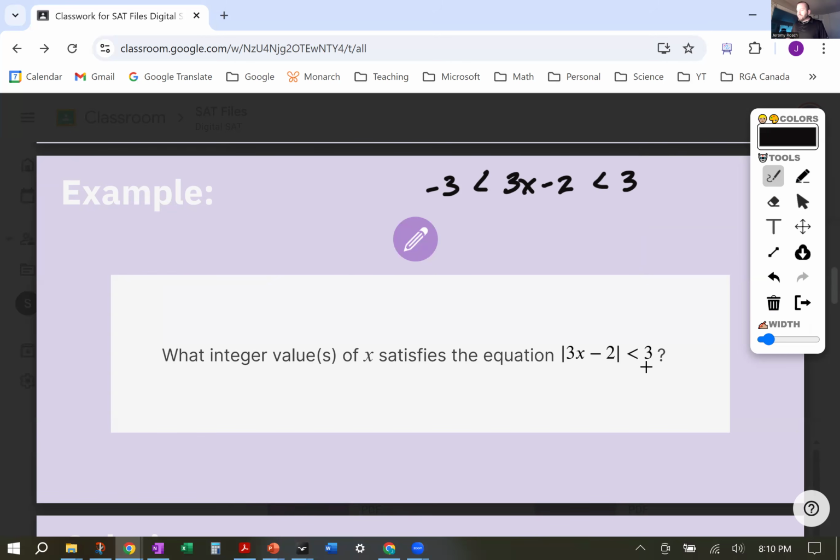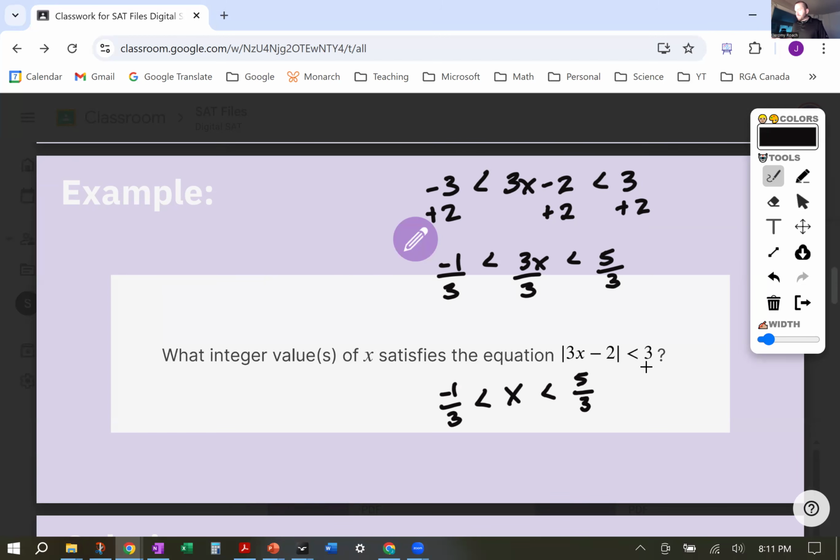Now, when we solve this, we're going to solve it like balancing it and think of it as there's 3 sides to the equation. So we're going to plus 2 on all 3 sides. This is -1 is less than 3x is less than 5. Divide by 3 on all 3 sides. We get -1/3 is less than 3 over 3, which is just x, and that's 5 over 3.